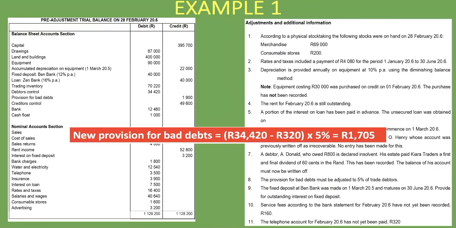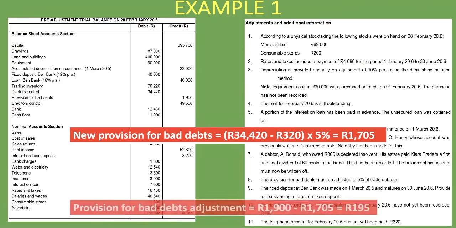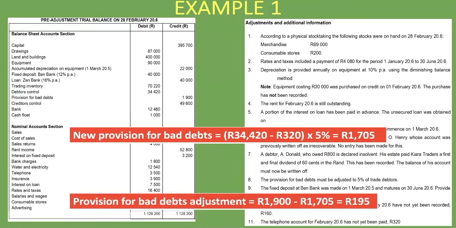It's 1,705 rand. Now, has our provision for bad debt increased or decreased? Well, as we can see, the previous one was 1,900 and the new one is 1,705. That means it's decreased. That means we have a provision for bad debt adjustment, which is an income. So what is that adjustment? Well, we're going to take the 1,900 that we had previously minus the new one of 1,705, and it gives us an amount of 195 rand. This is the adjustment. So we're only taking the difference between the new one and the old one, which is 195 rand.